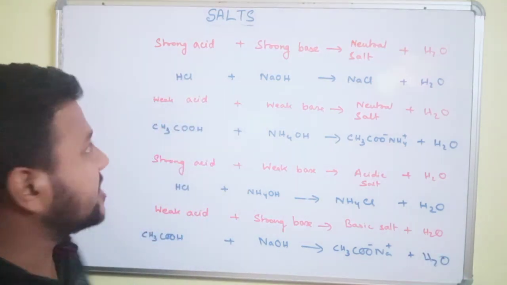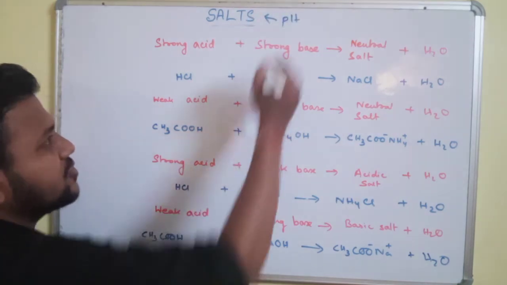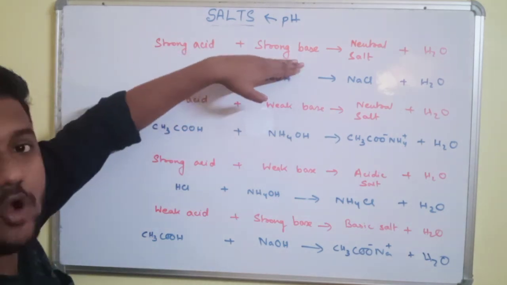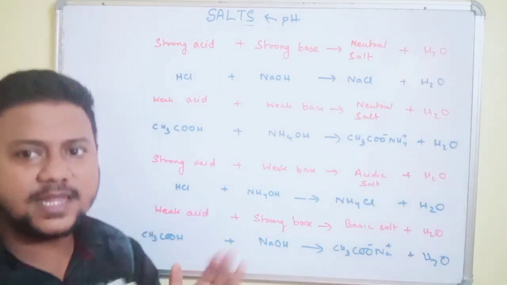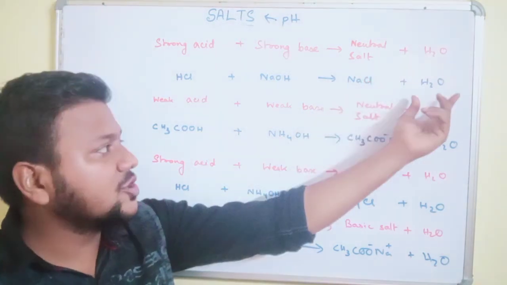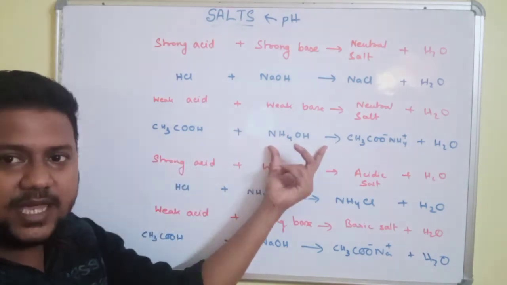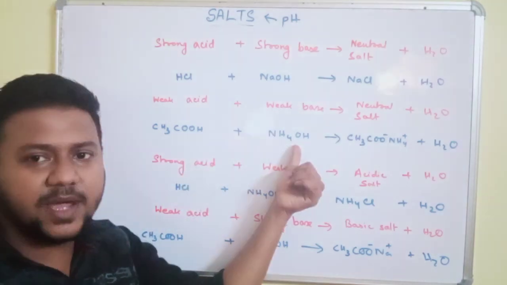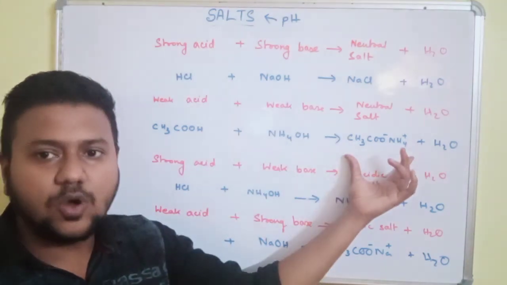So let us recapitulate all about the pH of salts. What we see is that when a strong acid reacts with a strong base, there is a maximum amount of H plus ions and a maximum amount of OH minus ions, and hence they neutralize each other to form a neutral salt with the liberation of water. Again, when a weak acid reacts with a weak base, there are fewer H plus ions from the weak acid and fewer OH minus ions from the weak base. They result in a neutral salt.